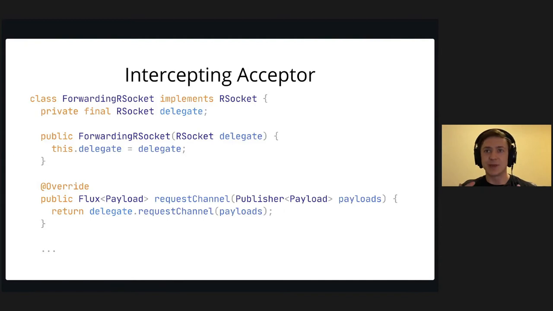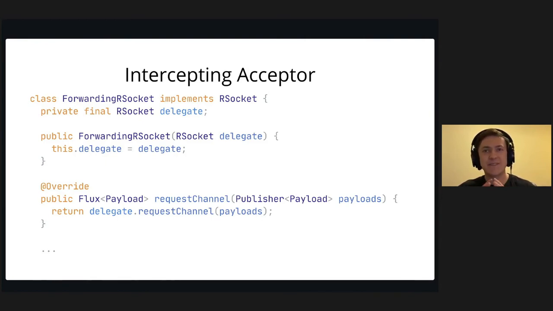And RSocket gives you a way to also instrument that part. It gives you a way to override the returned RSocket. Essentially, you can wrap one RSocket in another RSocket and use delegation. And you can instrument all of the calls and all of the request modes. You can instrument request response, you can instrument request channel, and all of the others.